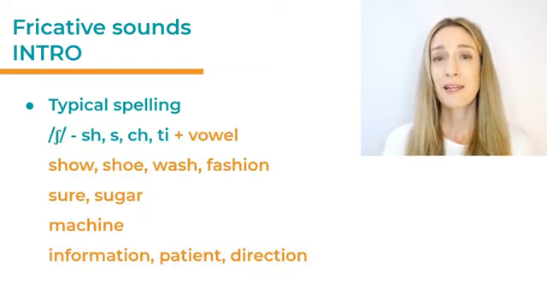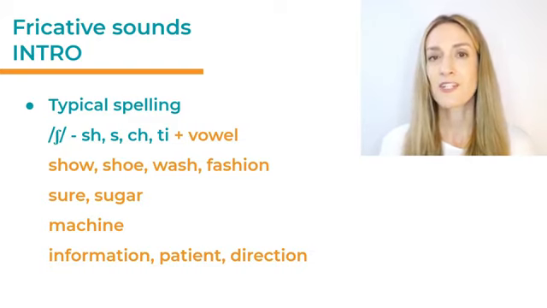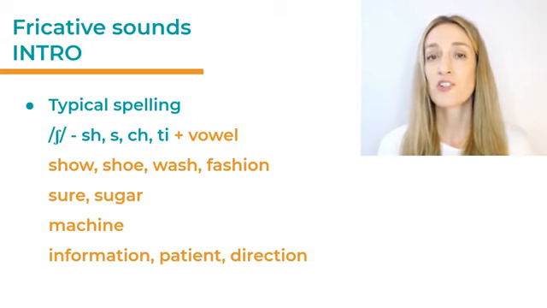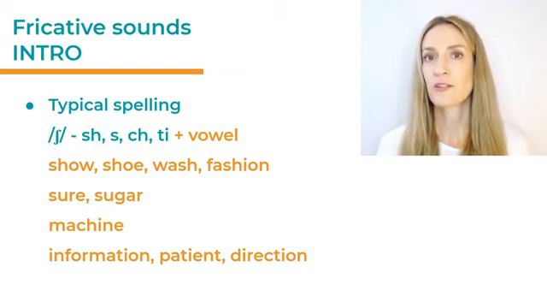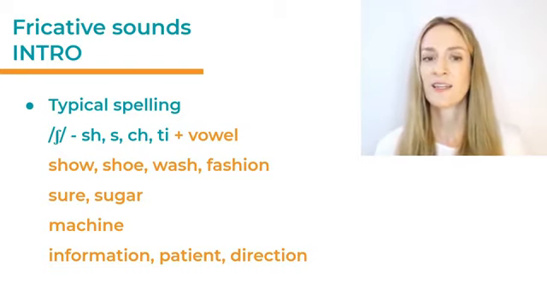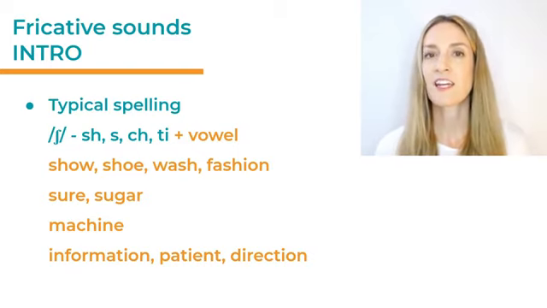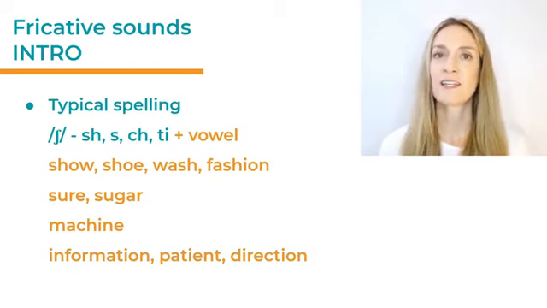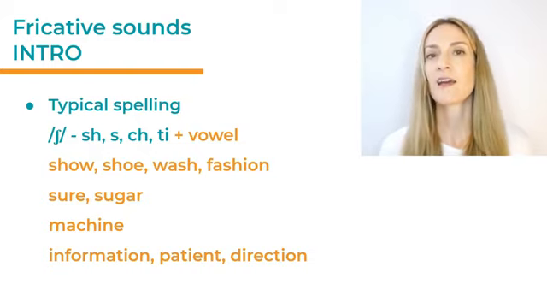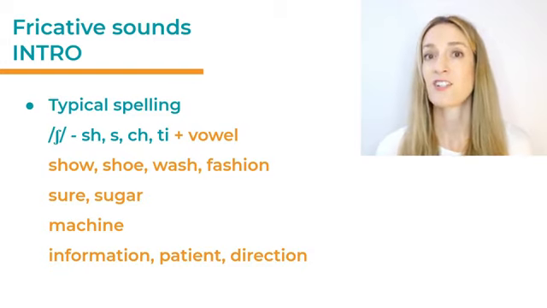Here is the typical spelling for sh: S, CH, or TI plus a vowel sound. For example, in the words show, shoe, wash, fashion, sure, sugar, machine, or in the last line with TI plus vowel sound, we have information, patient, and direction. And there are many words in English that end in tion, and the pronunciation is shun, with an unvoiced sh fricative, shun.